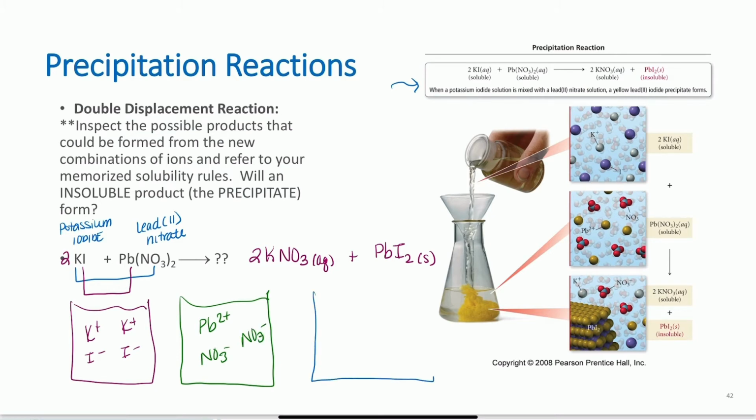And when I mix them together, I've got the K plus ions still floating around, the I minus ions still floating around, the NO3 minus ions still floating around, and the lead 2 plus here. The moment this lead 2 plus and these two iodide ions find each other, this precipitates out. The K plus or potassium ion and nitrate ions continue floating around in solution because they are my spectators.